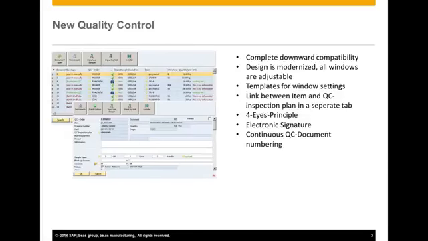In this patch, the quality control is completely revised. New design has been used. One can define colors and templates for Windows settings. We've also introduced an optional 4i principle and the electronic signature. Quality control orders are now continuously numbered.